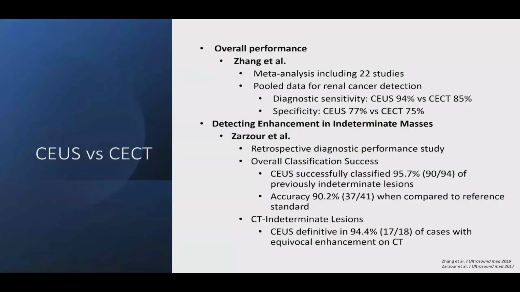In terms of the overall performance, the next couple of slides will just compare the CEUS to CT and MRI. So Zhang and colleagues performed a meta-analysis where they pulled data from 22 studies, and they found that CEUS had a superior diagnostic sensitivity to CT and a comparable specificity. Zarzour and colleagues, on the other hand, performed a retrospective study looking at the diagnostic performance of CEUS, and they found that it was successful at diagnosing the majority of previously indeterminate lesions.